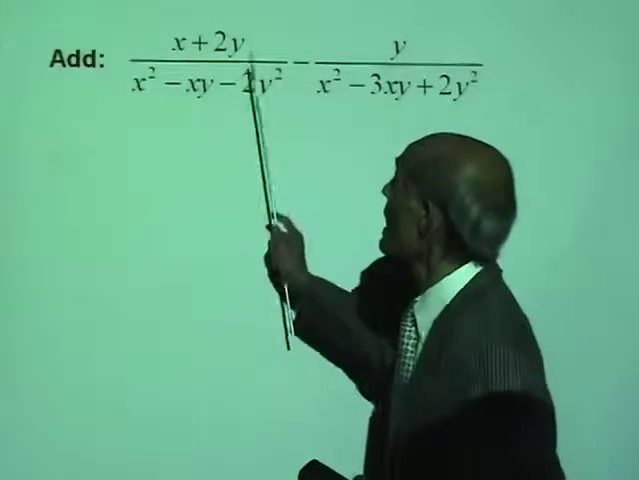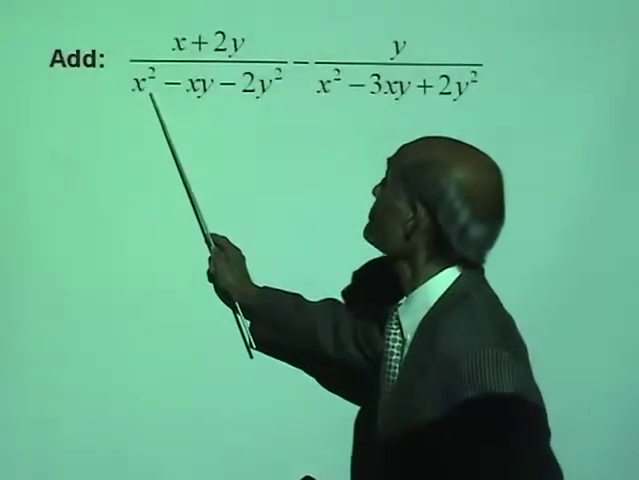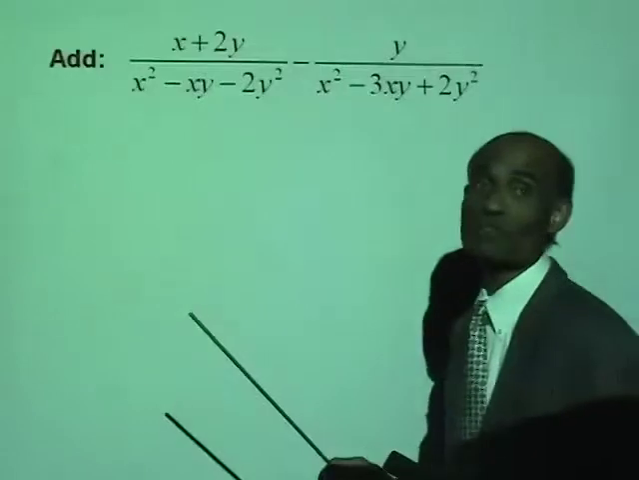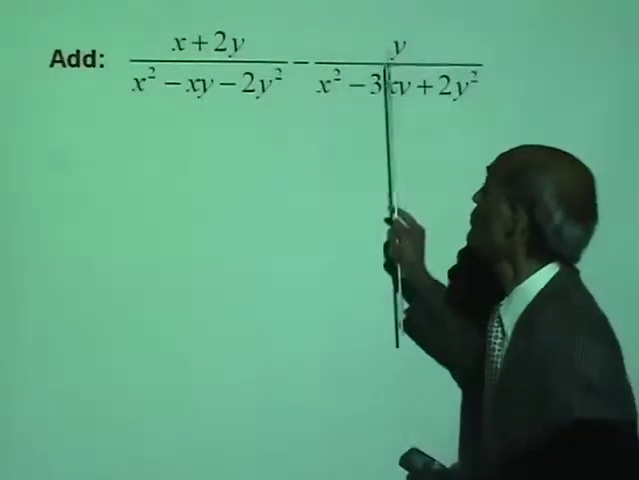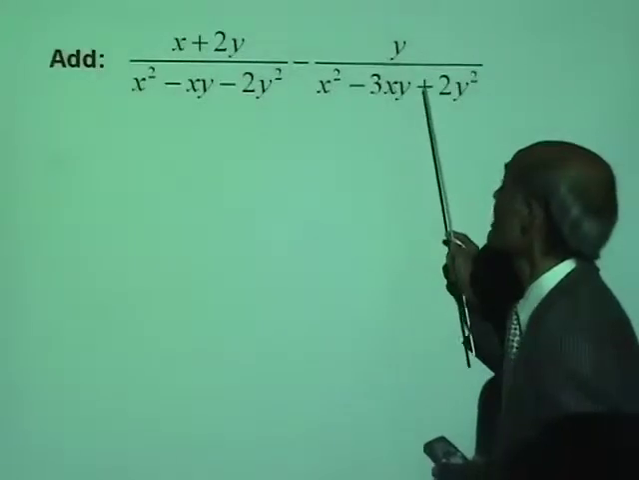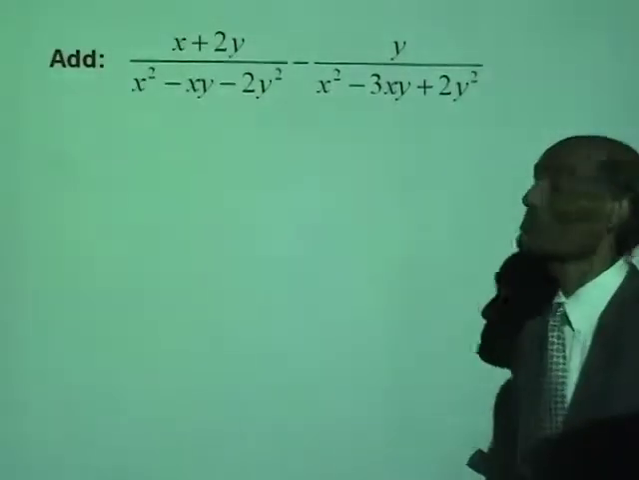x plus 2y all over x squared minus xy minus 2y squared minus y over x squared minus 3xy plus 2y squared.